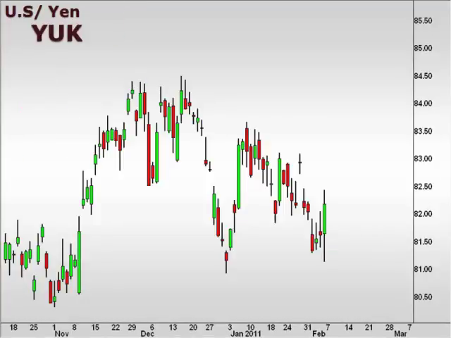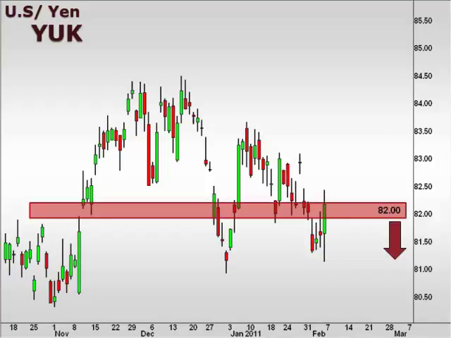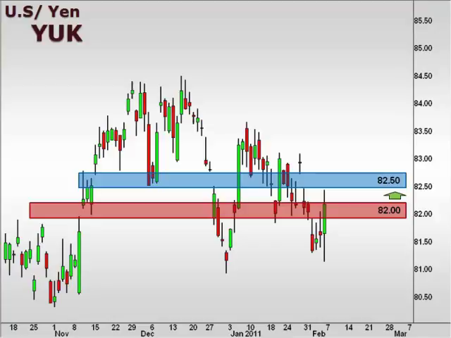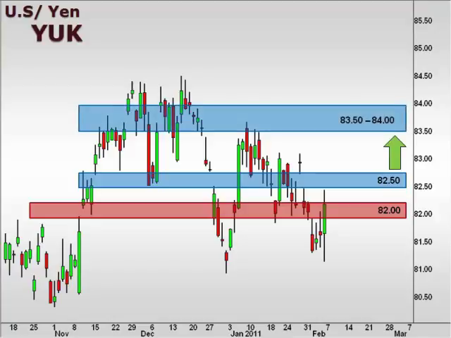Next up, the YUK, the U.S. versus the Japanese yen. Well, we've been observing what appeared to be a bull flag on the YUK. However, with this pattern failing to break, it is resembling now a downward channel. Now, 82 will play a key role as resistance this week, with a rejection here likely slipping down to test the bottom of this channel at 81. A break above 82.50 should follow through with a push towards this 83.5, 84 focal zone.